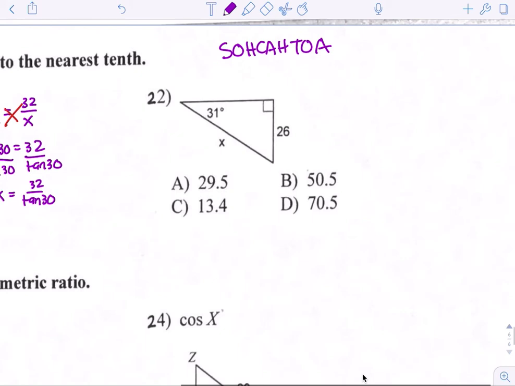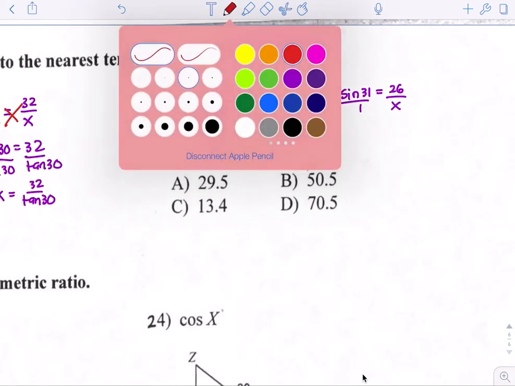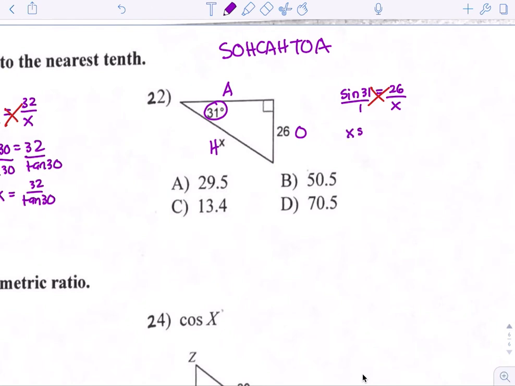22, here is this angle. In the perspective of this angle, this is opposite, this one's adjacent, this is hypotenuse. There is information at the O and the H, which means you're using sine. So sine of 31 is equal to opposite, which is 26, over hypotenuse, which is x. Cross multiply. So x times sine of 31. 26 times 1 is 26. Divide both sides by sine of 31.